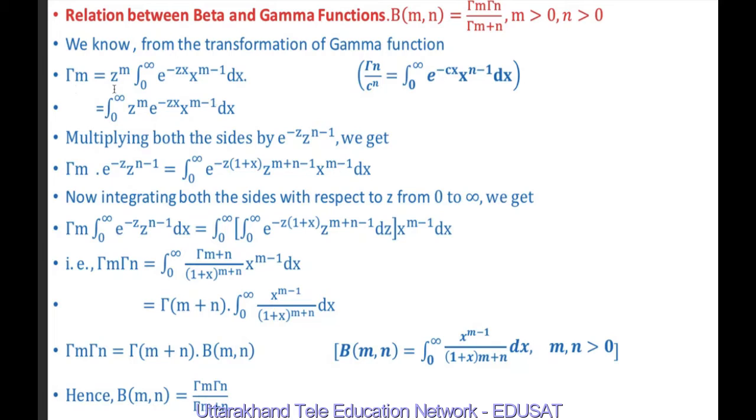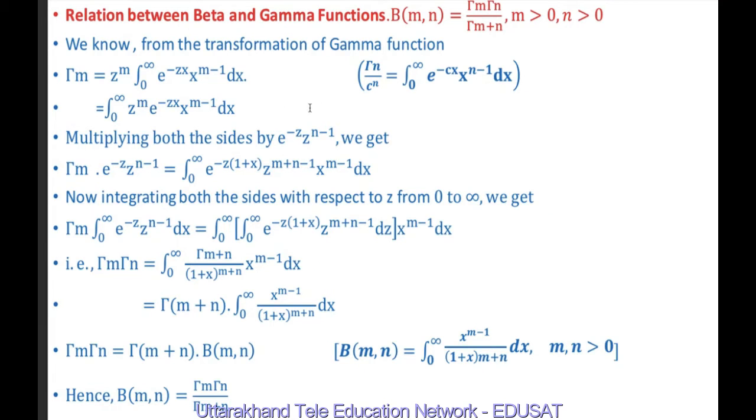So gamma m is equal to z raised to power m integral from 0 to infinity e raised to power minus zx x raised to power m minus 1 dx. Here we are integrating with respect to x, so this term is constant. So we may shift this term inside the integral: 0 to infinity z raised to power m e raised to power minus zx x raised to power m minus 1 dx.